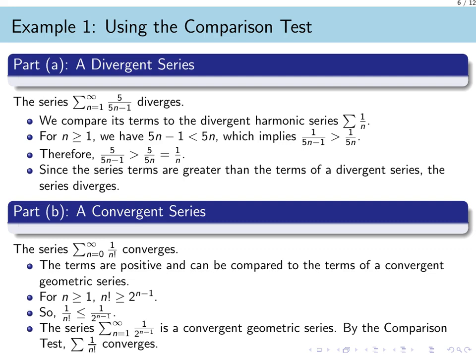Thus, 1 over n factorial is less than or equal to 1 over 2 to the power of n minus 1. The series formed by these larger terms is a convergent geometric series. Since our series terms are smaller than those of a convergent series, our series must also converge.